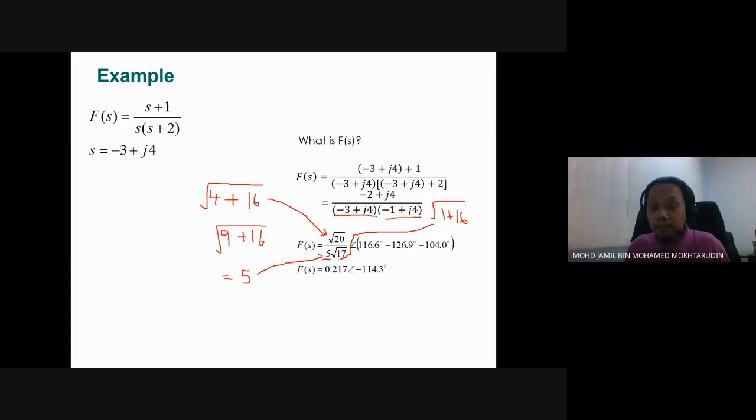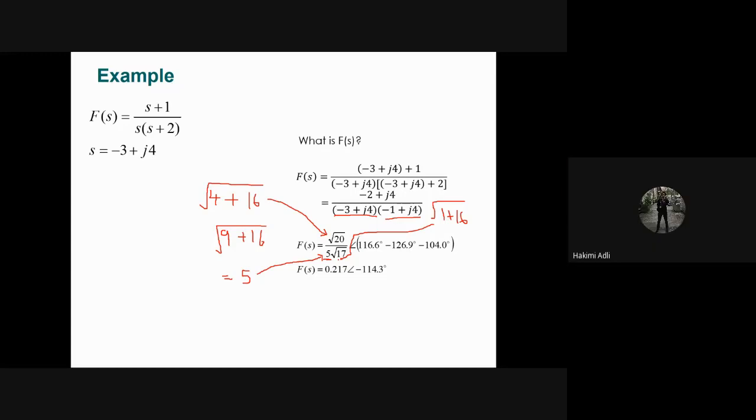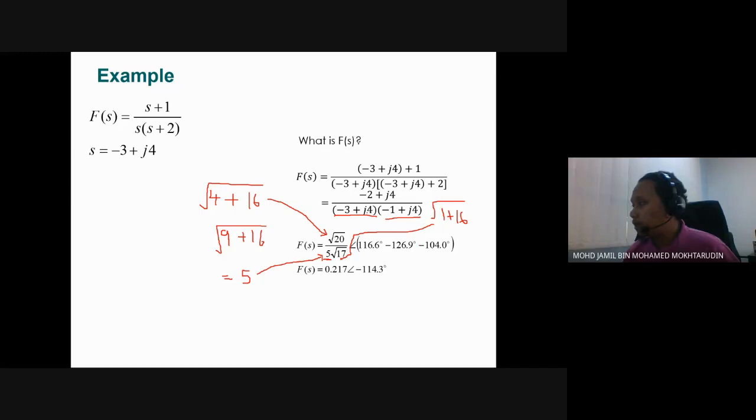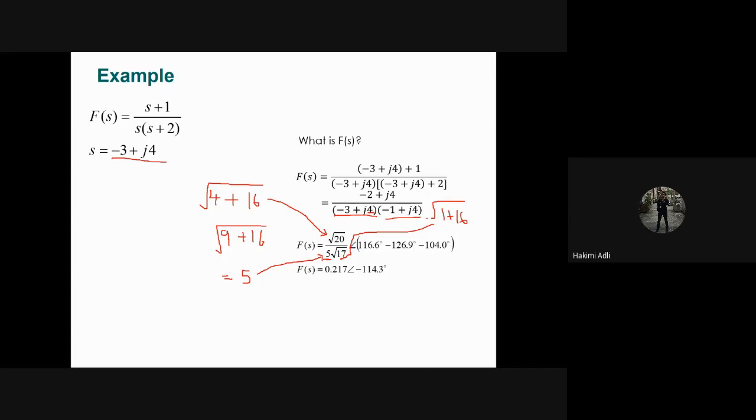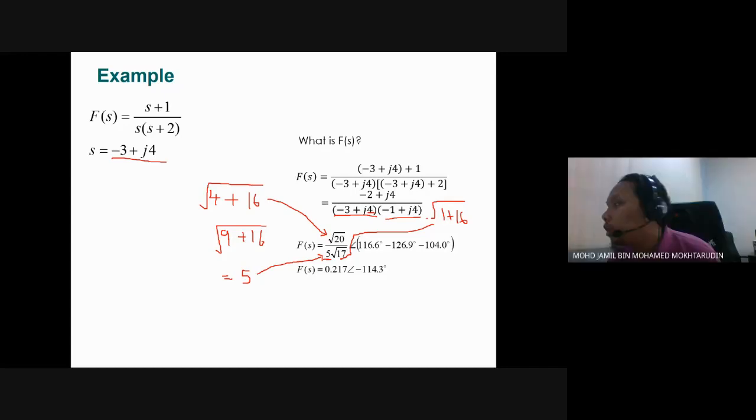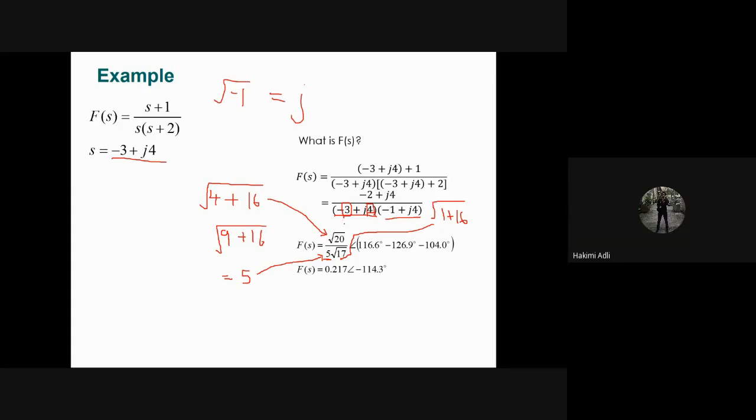Any questions? How do we know the value of J is equal to 4? J is equal to 4, this 4. Oh, J has no value. J is the square root of minus 1, equals J. So we take sigma and omega. This is omega and this is sigma. Oh, okay, I understand now.